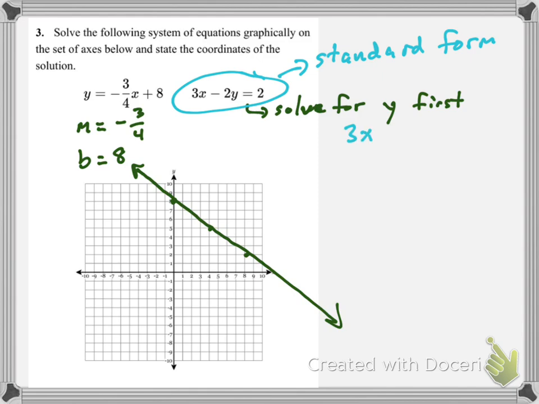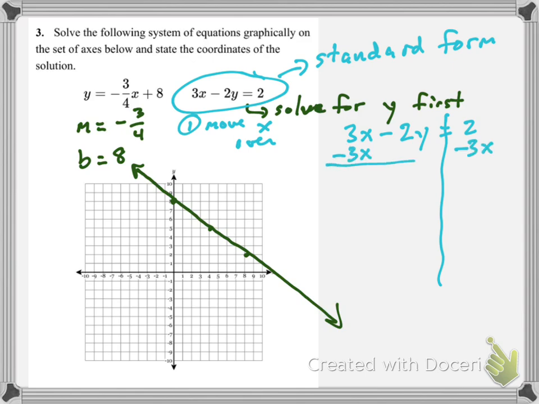So I've got 3x minus 2y equals 2. So the first thing I do is move x over. There's my equal sign. So I've got positive 3x, so I'm going to subtract 3x. So that's -2y. Got to bring down the negative. Now, slope-intercept is y equals mx plus b, so the x term has to come first. So -3x comes first. 2 is positive, plus 2.